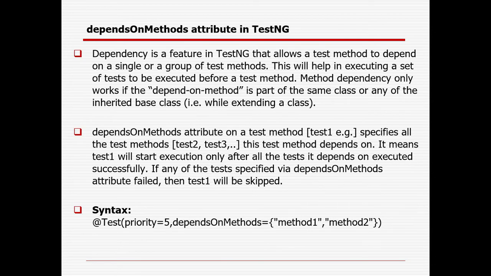What does the dependsOnMethods attribute mean in TestNG? Dependency is a feature in TestNG that allows a test method to depend on a single method or a group of other test methods. This helps in executing a set of tests before a test method. Method dependency only works if the dependsOn method is part of the same class or any inherited base class.